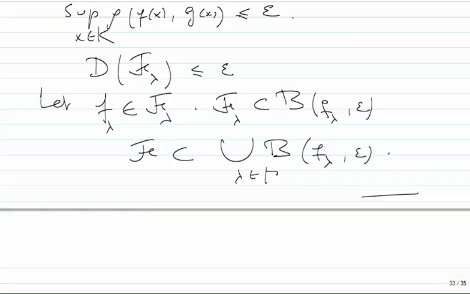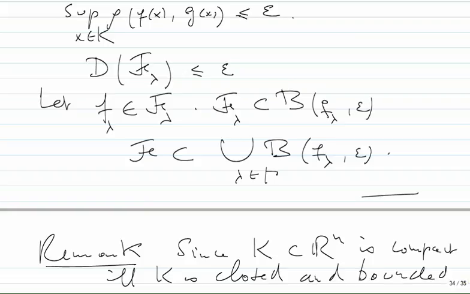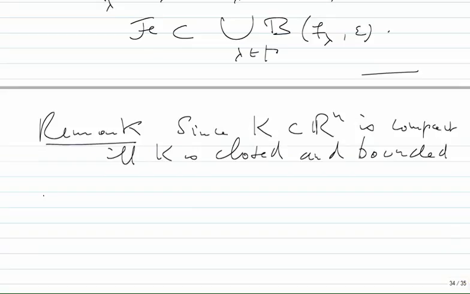Remark: we have a special case. Since a subset K of R^n is compact if and only if K is closed and bounded. So in R^n, we know that you just need to be bounded. You don't need to be totally bounded. So in this case, we have the following corollary.